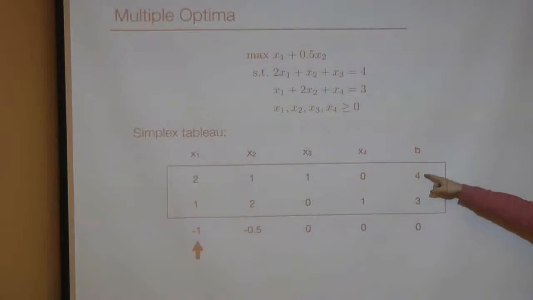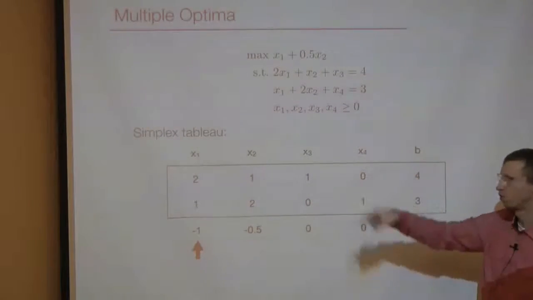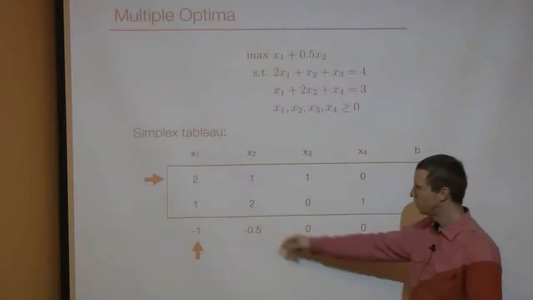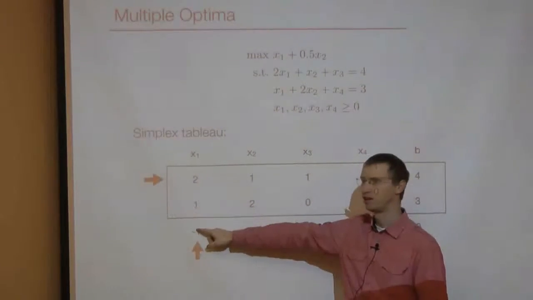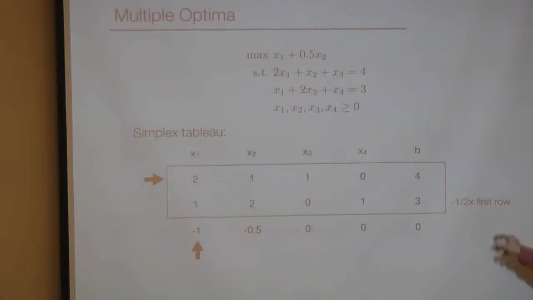Okay, so the ratio here is 2 and the ratio here is 3. Okay, 4 over 2 is 2, 3 over 1 is 3. And actually we are looking for the smallest positive value of the ratio. So it's the first constraint. Okay. So we are now going to perform elementary row operations such that we obtain 1 here, 0 there, and 0 there as well. Okay. So when we want to do that, we have to subtract 1/2 of the first row from the second row. Okay. So we will do that.